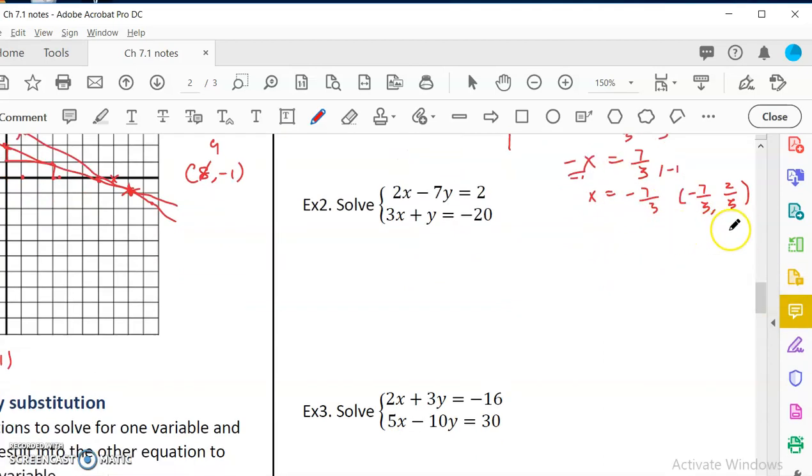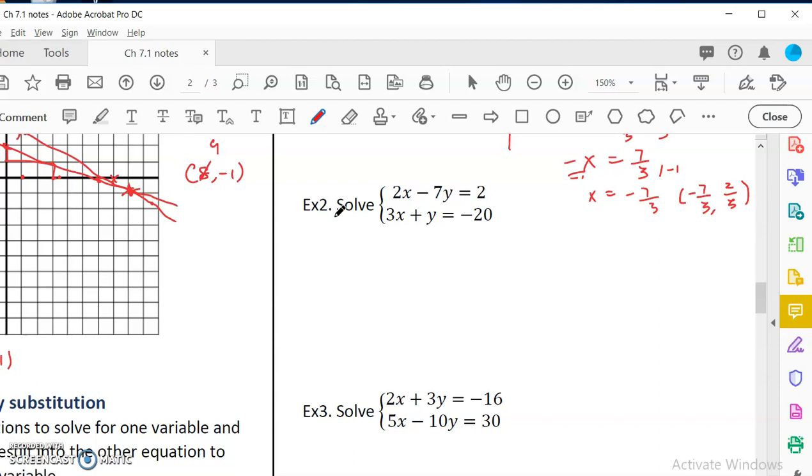Now sometimes you will not be as lucky as in the first example, where you have opposite numbers in the coefficients. For example, in this one, x has coefficients of 2 and 3. If you add them, they don't go away. Y has coefficients of -7 and 1, right? So if there's nothing opposite, they don't go away either. So what do I do? We can adjust them by multiplying an equation by a number, so that they become opposite.